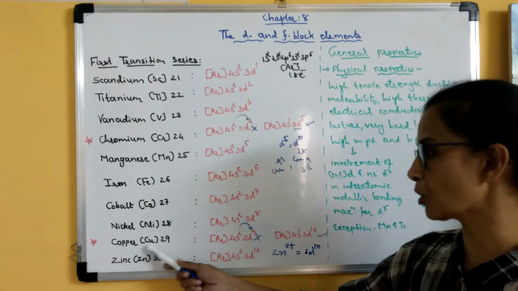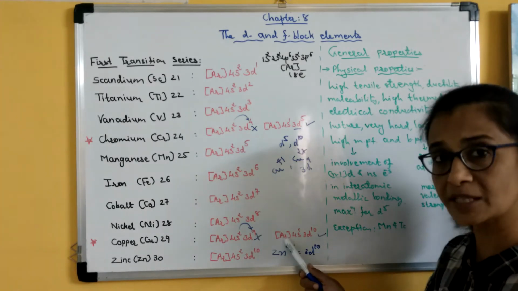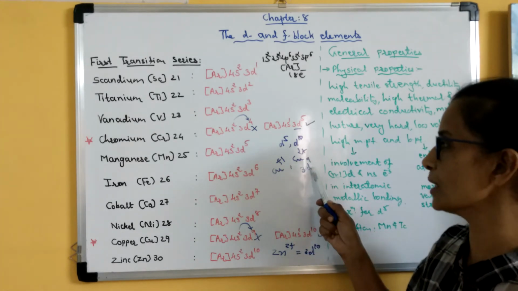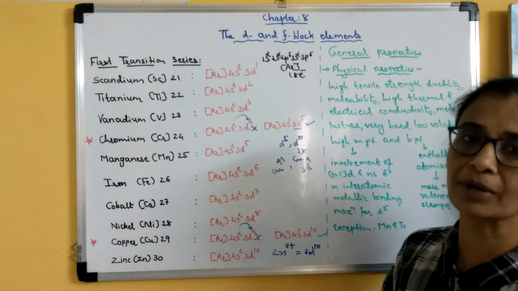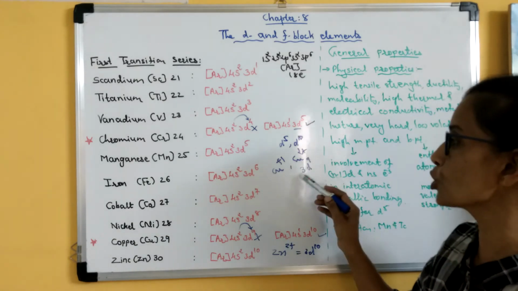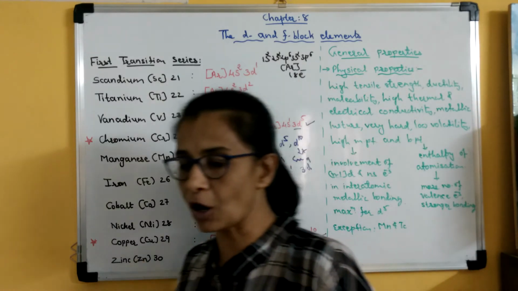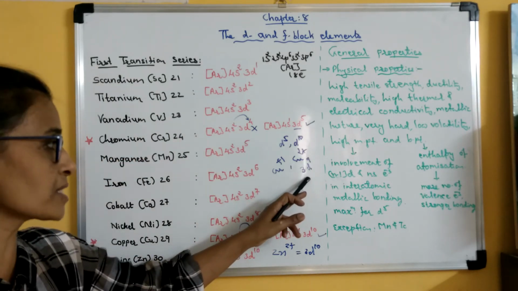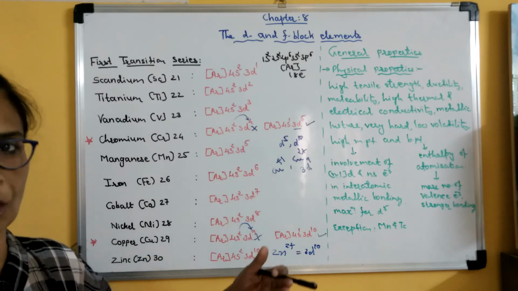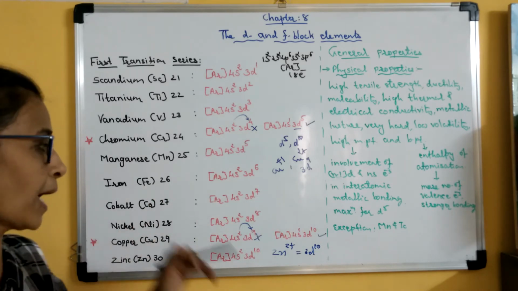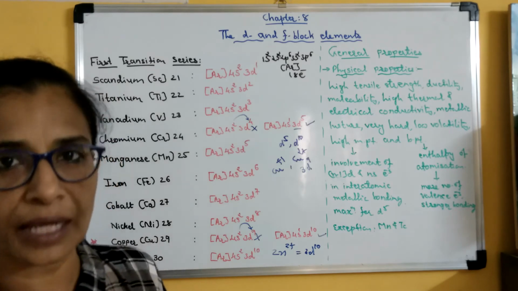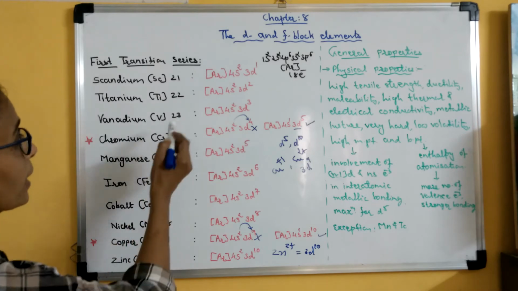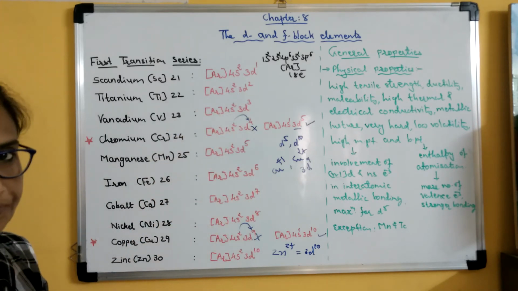Then you have to write the configuration of copper atom, means the actual configuration. Then you have to write the configuration of Cu+1 and Cu2+. Then you have to mention that the most common oxidation state of copper, or the most common ion of copper, is Cu2+, and this ion is having incomplete d orbital, and that is why copper can be considered as a transition element. Clear?